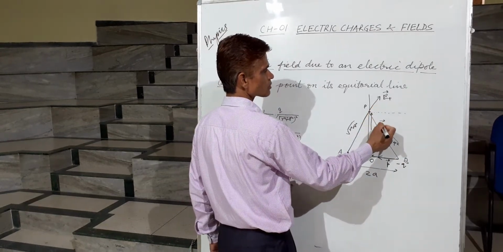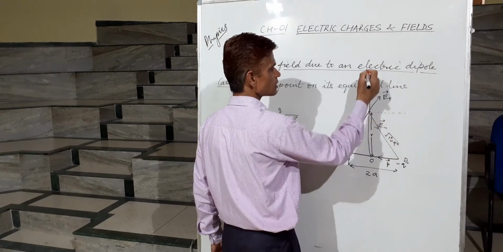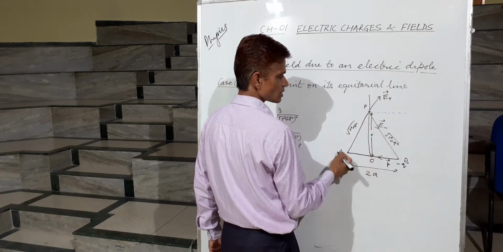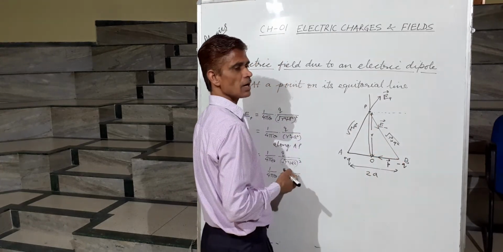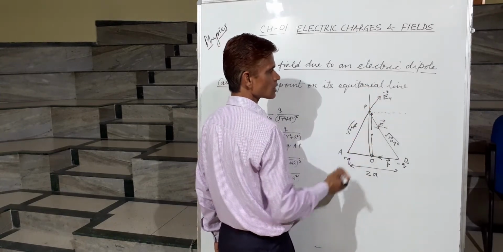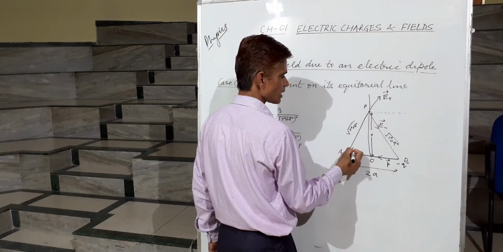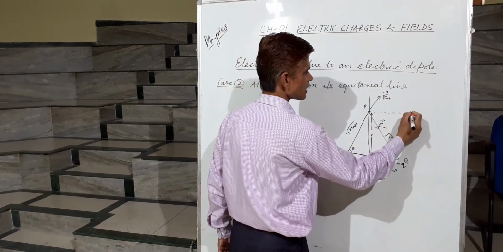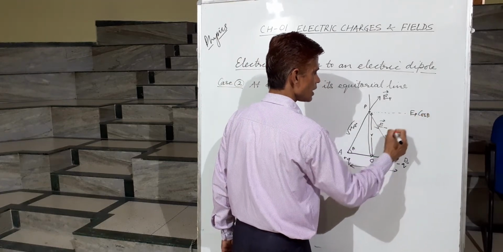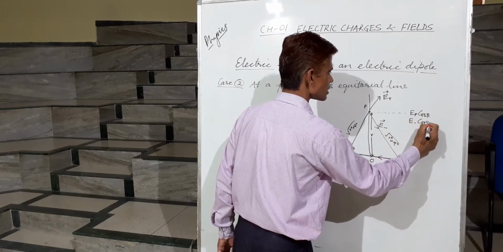Now resolve these two electric fields in this horizontal direction and the vertical direction, or you can say along the dipole axis and perpendicular to the dipole axis, that is, along the equatorial line. If we take this angle theta, the component along the axial line is E plus cos theta, and this component also will be in the same direction, E minus cos theta.